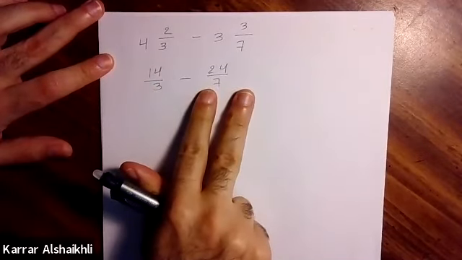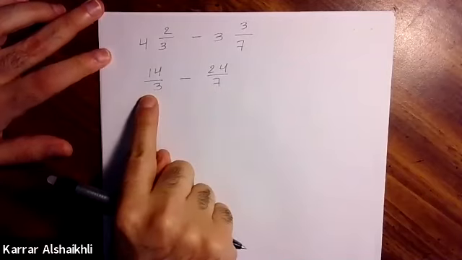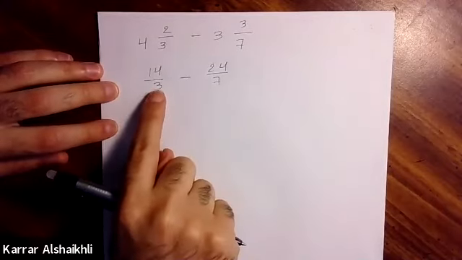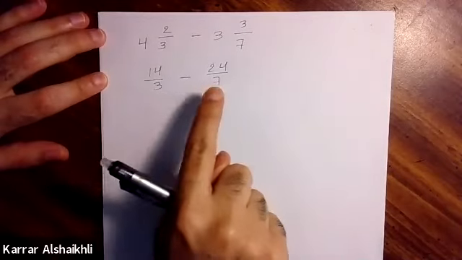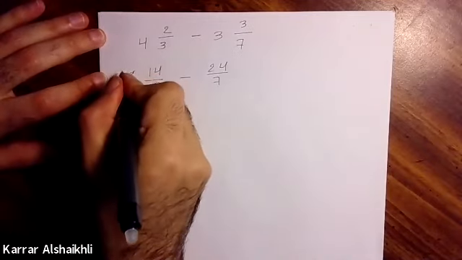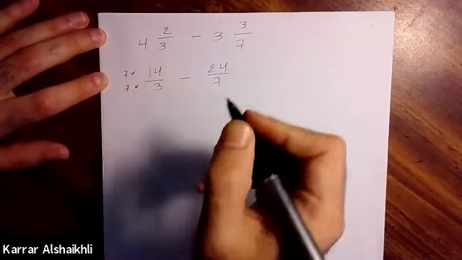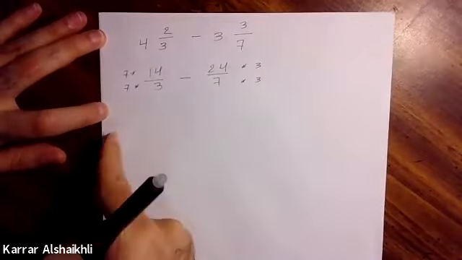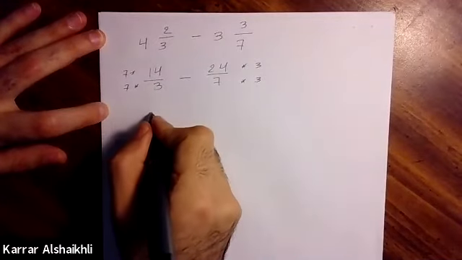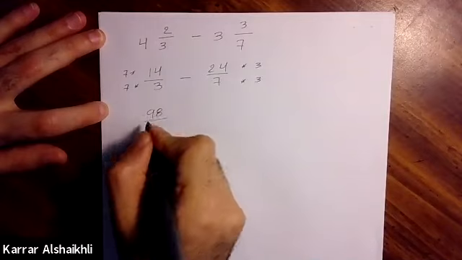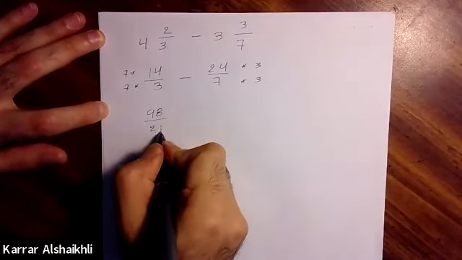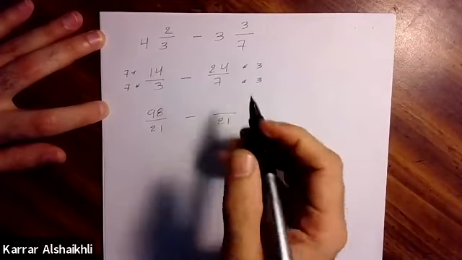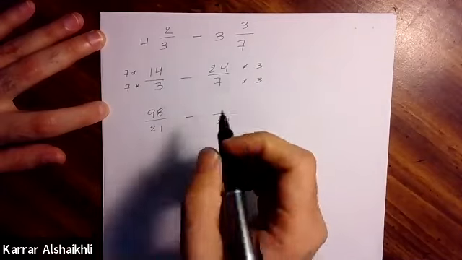And now I need to multiply by the same number, or I need to get the same denominator. So I'm going to multiply this side by 7 and this one by 3. So what I'm going to get here, I'm going to get 98 over 3 times 7 is 21, minus. On this side, 7 times 3 is going to be 21. 24 times 3 is going to be 72.